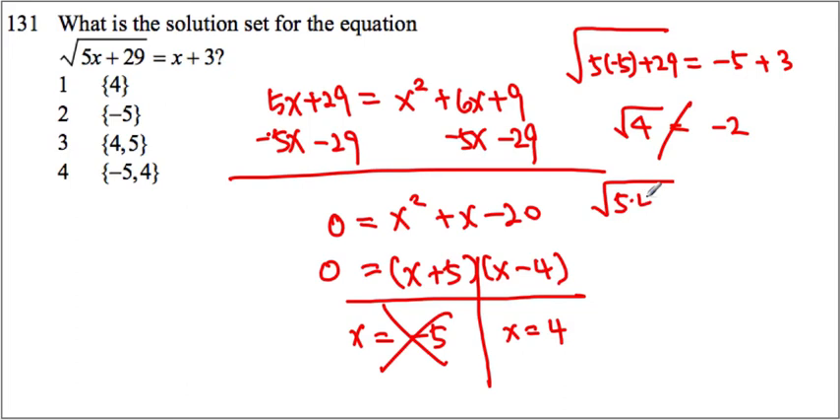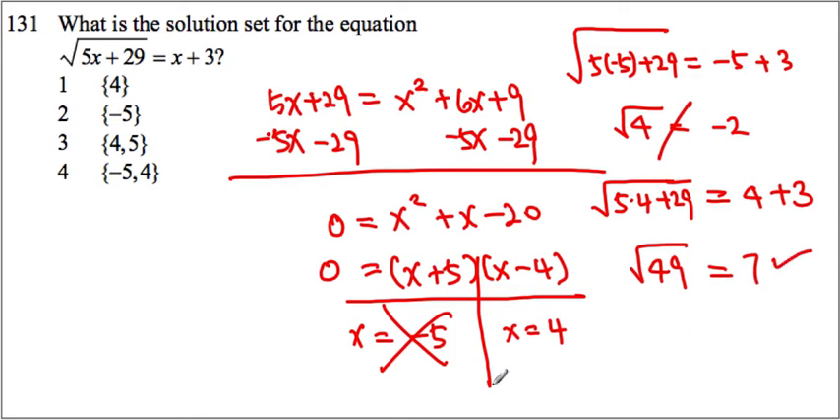So 5 times 4 plus 29, is that in fact equal to 4 plus 3? Here we get 5 times 4 is 20, plus 29 becomes 49, right? So square root of 49 is equal to 4 plus 3? 7. So we get 7. So square root of 49 is in fact 7, so therefore this one is correct. Our answer then becomes choice 1.